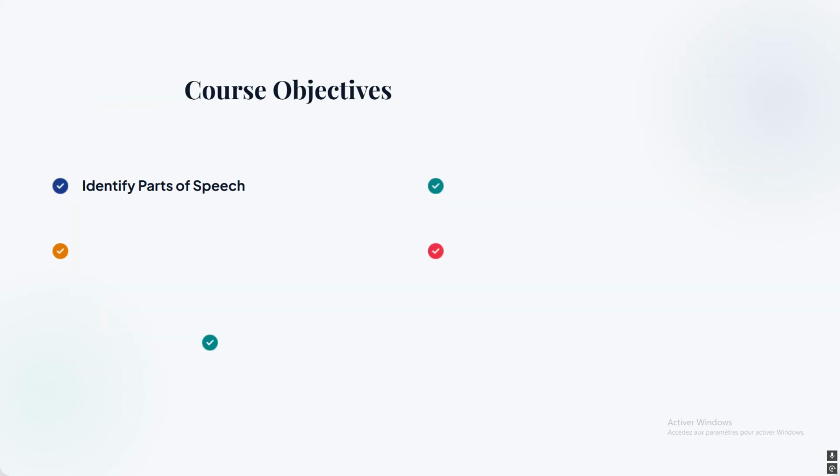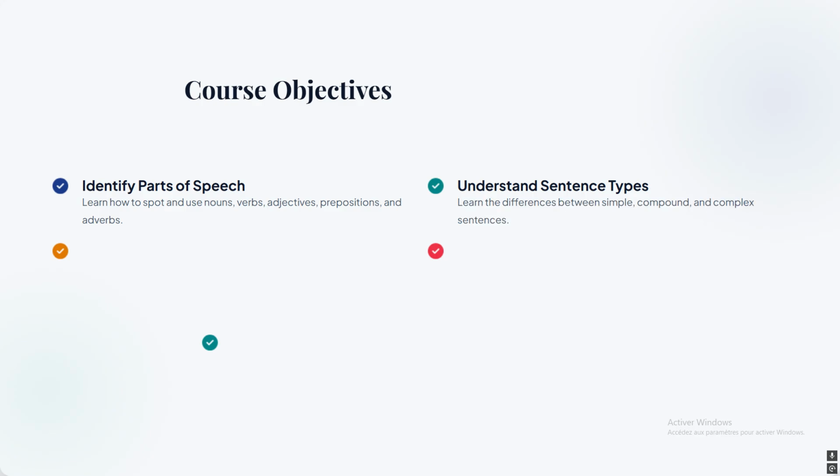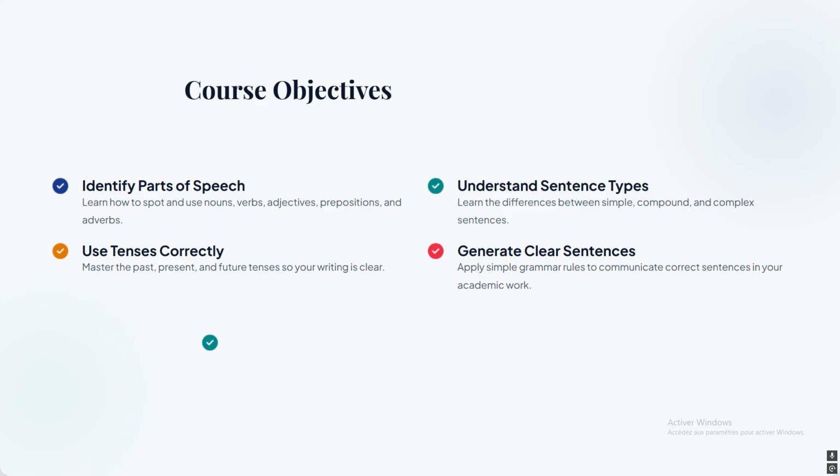Course objectives: identify parts of speech, that is, learn how to use nouns, verbs, adjectives, prepositions, and so on and so forth. Understand sentence types, that is, learn the differences between simple, compound, and complex sentences. Then use tenses correctly, which is to master the use of past, present, and future tenses. Then generate clear sentences, which is the ultimate aim of this course, by applying simple grammar rules to communicate correct sentences in your academic work.